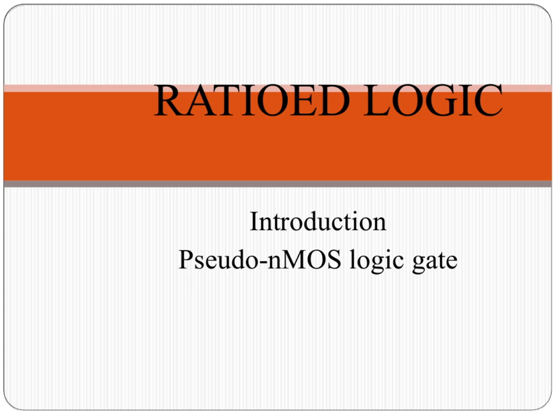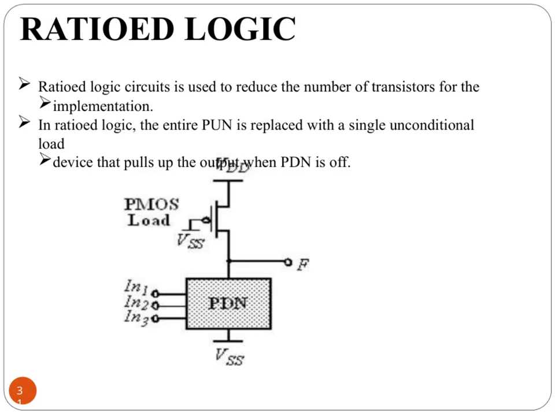Understanding these basics sets the stage for diving deeper into how pseudo-NMOS gates function and their applications. Here, we're looking at ratioed logic circuits, which are designed to reduce the number of transistors needed in a circuit. The key idea is that instead of using a full pull-up network, or PUN, we replace it with a single unconditional load device. This device actively pulls the output up whenever the pull-down network, or PDN, is turned off.